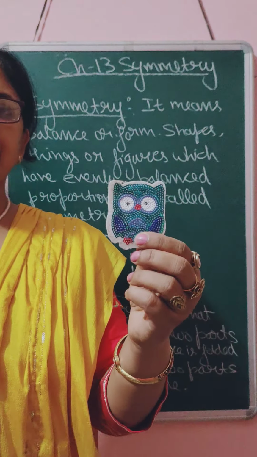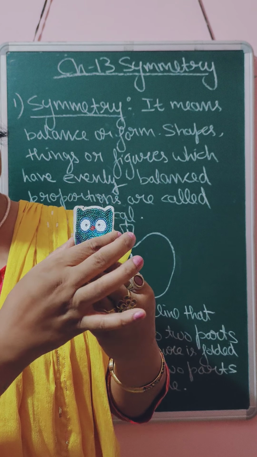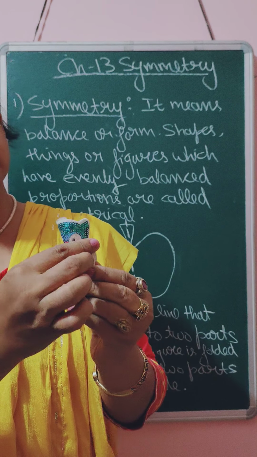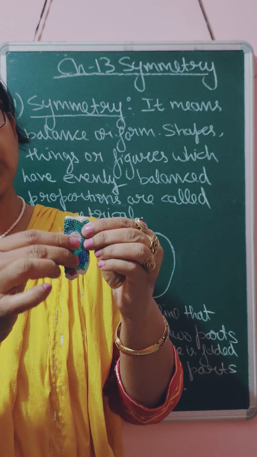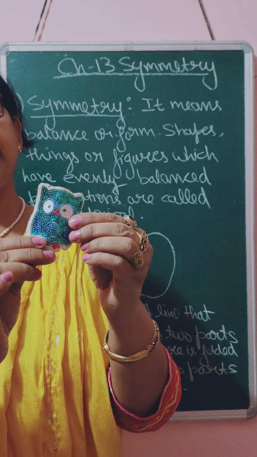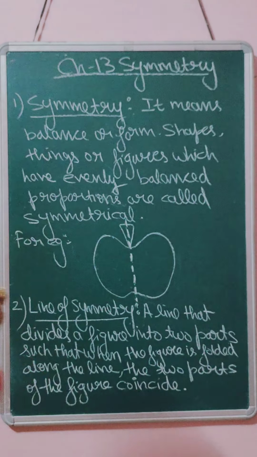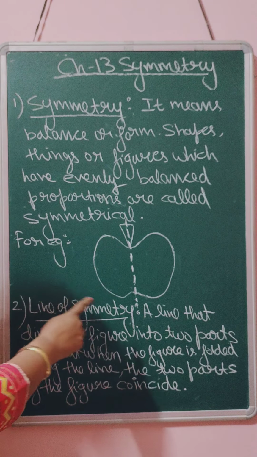Like this is a figure of an owl. If we draw a line, or if I fold it in this way, the left portion and the right portion coincide with each other, so we can say this is a symmetrical object. Okay, then the second thing: what is the line of symmetry?